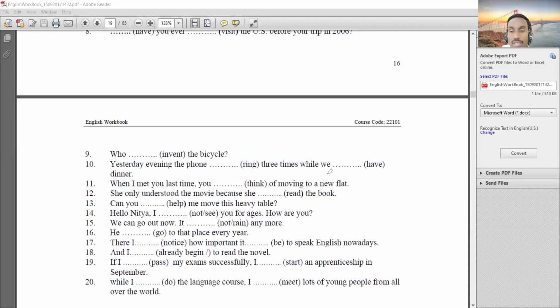Now here we are going to use past continuous. In past continuous, what do we use? Was or were, V-ing. So here we is plural, we are going to use were. Now understand, have is here the main verb. It is not a helping verb here. Therefore, you have to use we were having dinner. So the correct sentence will be, yesterday evening the phone rang 3 times while we were having dinner, okay?